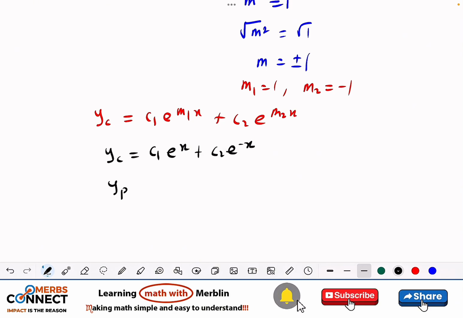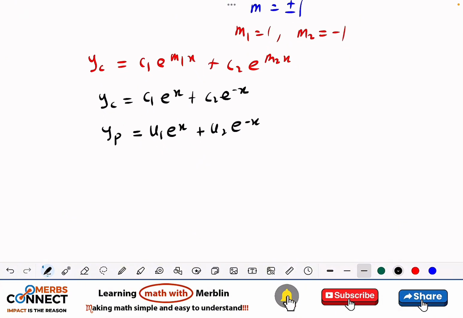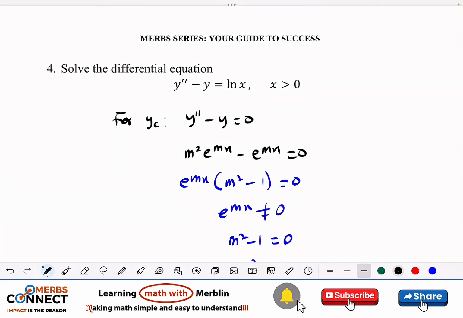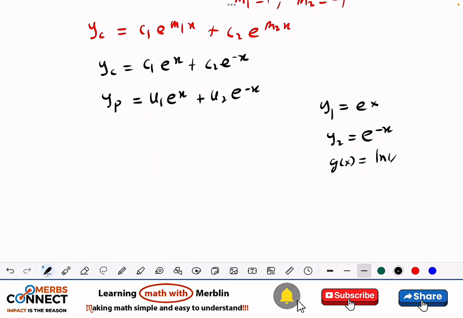And as I said, this one is very simple to write your particular solution, the trial one. So u1 e to the power x plus u2 e to the power minus x. And u1 and u2 are the functions that we need to find. And this one will help us to write y1, which is e to the power x, and then y2, which is e to the power minus x, from this and that. Then we ask ourselves, what is g of x? g of x is the natural log of x. So we are going to have the natural log of x. Then the last thing that we need to start looking for u1 and u2 is the Wronskian.